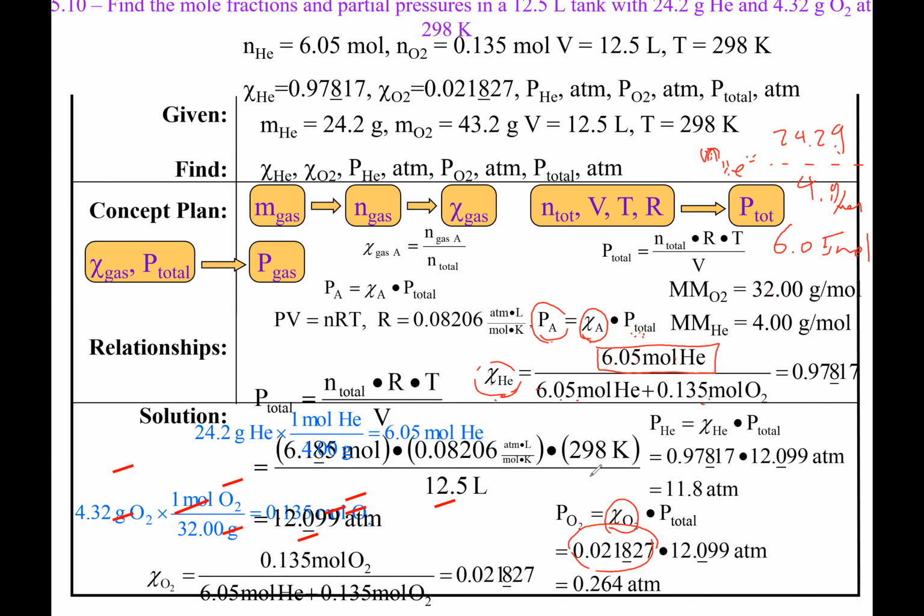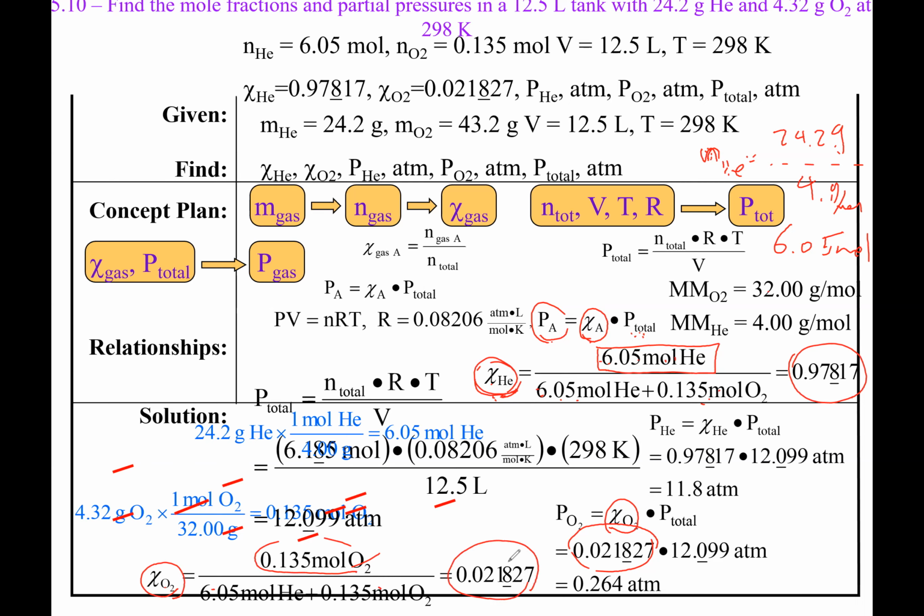Now, the blue color is showing how to find the number of moles. Then the mole fraction for oxygen is the number of moles of oxygen divided by the total number of moles. The mole fraction for helium is the moles of helium divided by the total number of moles. So we have the mole fraction for helium, and we have the mole fraction for oxygen.